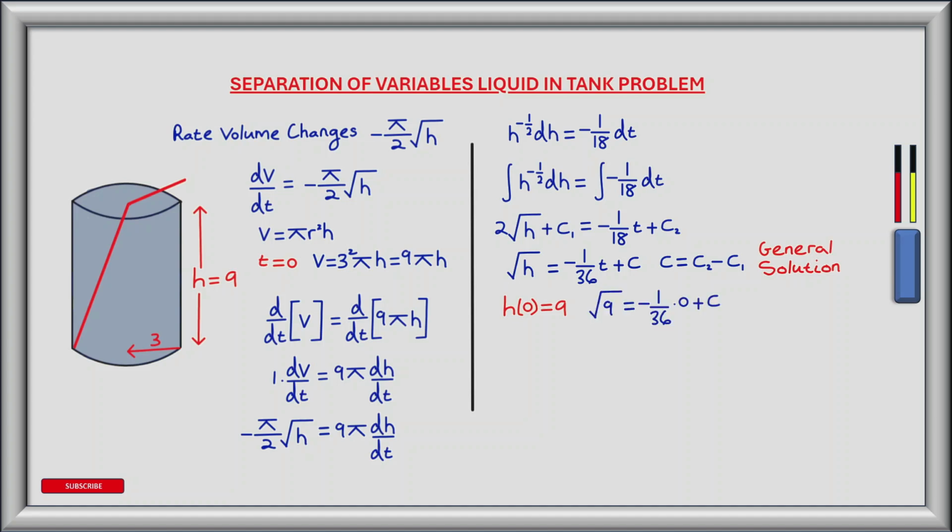Substituting these values into our equation, we have the square root of 9 is equal to minus 1 over 36 times 0 plus c. And replacing c in our original equation, we get the square root of h is equal to minus 1 over 36 times t plus 3. And squaring both sides of the equation, we get our particular solution where h is equal to 3 minus 1 divided by 36 times t, all squared.